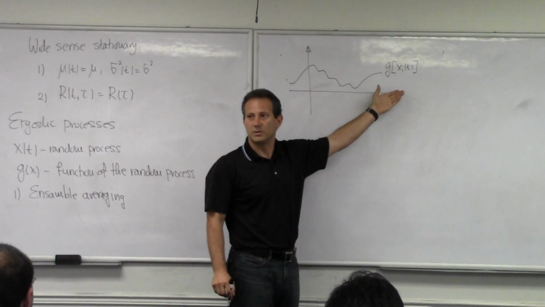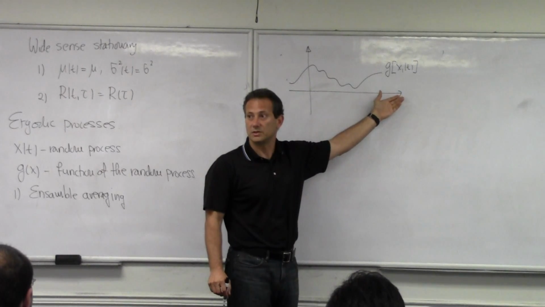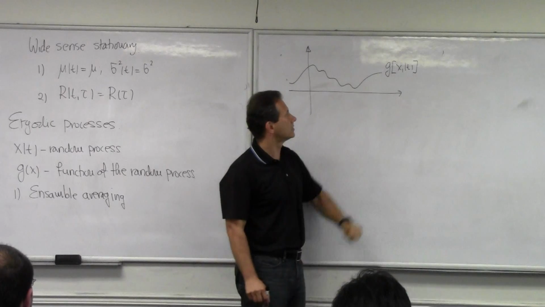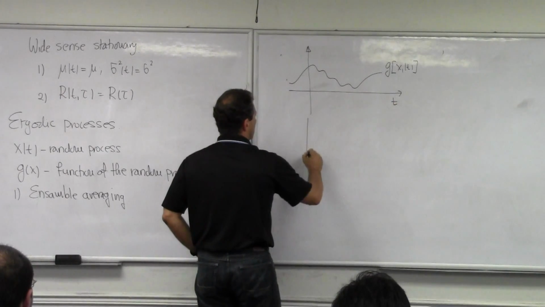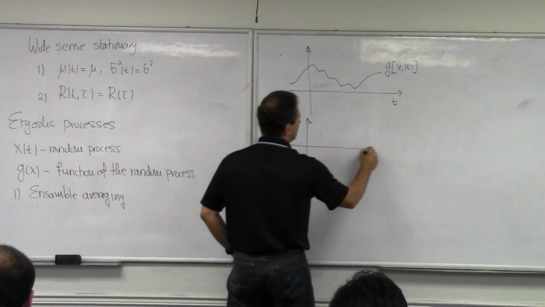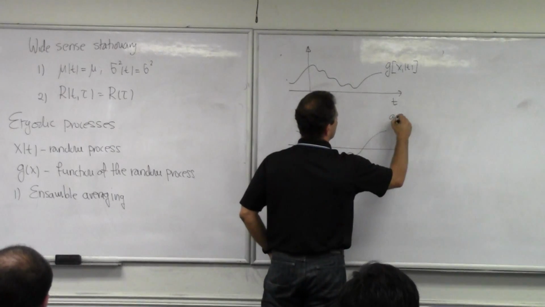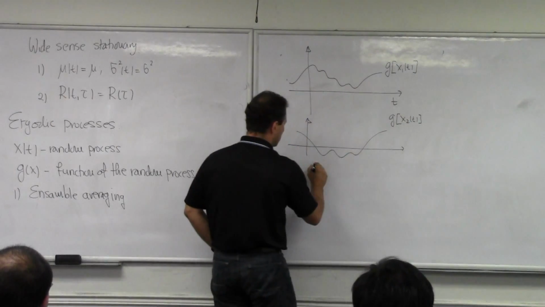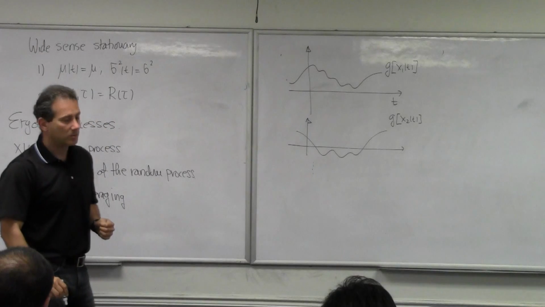But g of x can be, for example, x squared, in which case I'm looking at the power of the process. It can be the absolute value of x, it can be sine of x, whatever that function may be. This is time. Now, I can look at the second realization, which is slightly different, g of x2 of t, and so on. In the general scenario, you have infinitely many of these realizations of the process.